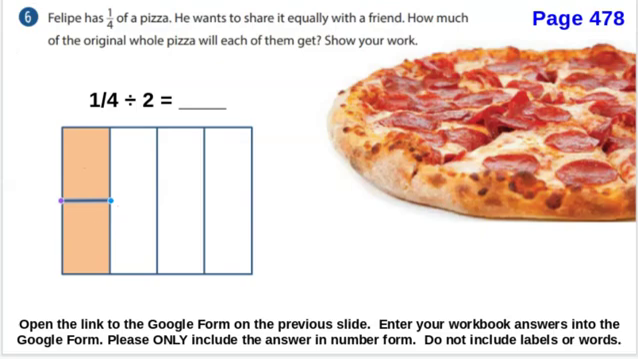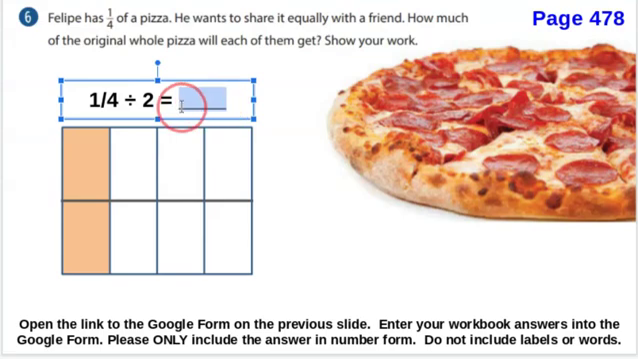And we want to know how much of the original pizza did each person get. So you can see that up here. How much did each of them get? Well, I need to take this line and extend it all the way across. So now you can see that this piece right here for Felipe represents 1 out of 1, 2, 3, 4, 5, 6, 7, 8. So Felipe is getting 1/8 of the original pizza.